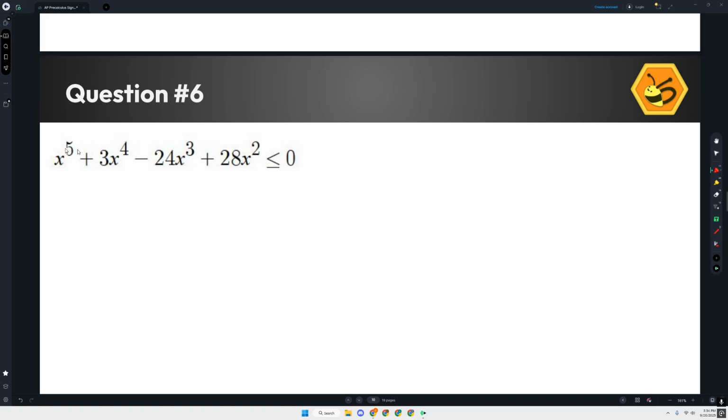So yeah, the best way would be to factor. My recommendation is there's one term you can factor out from this, and then you can factor using synthetic division after you factor.